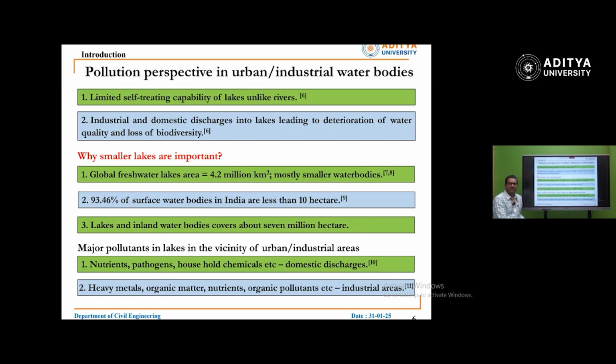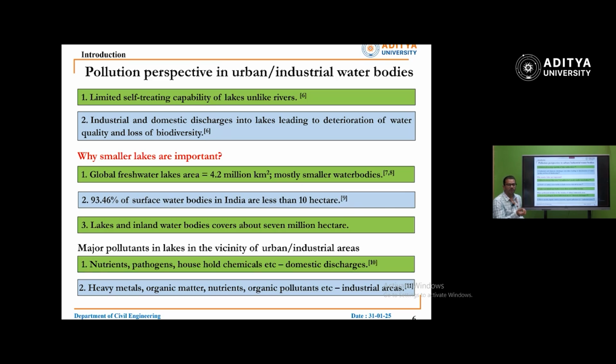So why are smaller lakes important? As I have told you, this is a case study about a small lake. Many of you might be wondering, why do we even bother about a very small lake that is somewhere in our country? The problem is, initially J.K. Downing et al., around the 1980s, when they estimated the spatial area of the water bodies, they initially miscalculated that the larger bodies generally hold the most water. But later they found that the global freshwater lake area, that means small lakes and streams, is more than 4.2 million square kilometers, which is even greater than the combination of all the other larger water bodies.